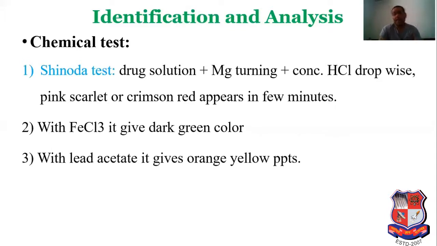Now identification and analysis of rutin. Identify it by chemical tests. It is a flavonoid glycoside, and we know that flavonoid glycosides generally give a positive Shinoda test. So one of the tests is the Shinoda test. With FeCl3 it gives a dark green color. With lead acetate it gives orange-yellow precipitates. So these are the three chemical tests, but one of the most important is the Shinoda test. You must write down the Shinoda test in the exam, and in the Shinoda test a crimson red color appears. So that is the positive sign of the Shinoda test.